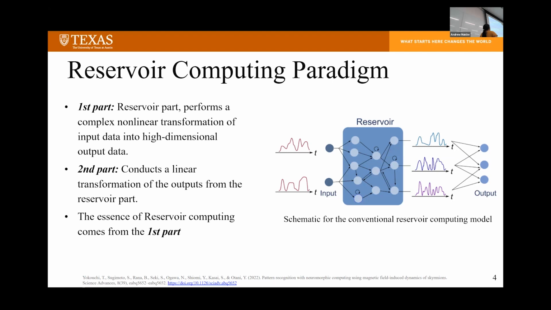The second part of reservoir computing is to conduct a linear transformation of the outputs from the first part. In this second part, you need a training data set that will help optimize the parameters of the linear transformation so that the final output is more accurate and desirable. But the first part, the reservoir, doesn't require any training, as it performs its own transformation with fixed parameters.